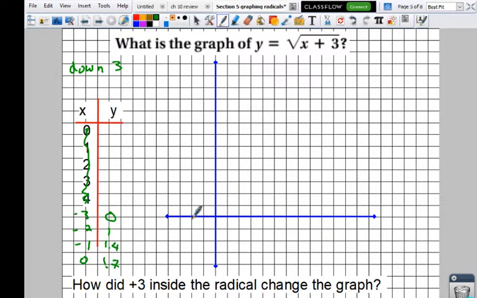Alright, so I had -1, 2, 3, 0. Just kidding. I had -2, 1. I had -1, 1.4, and 0, like 1.7. Alright, so on this one, when I had a +3 inside my square root, which way did it go?